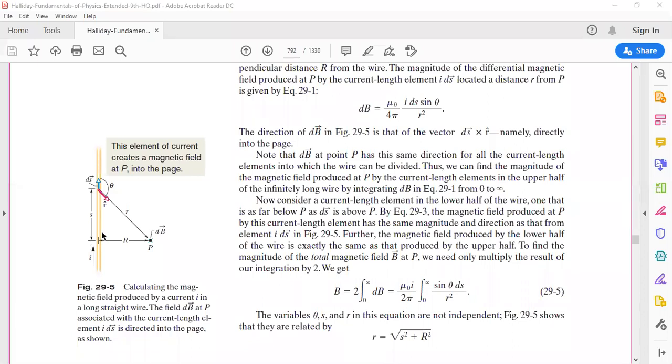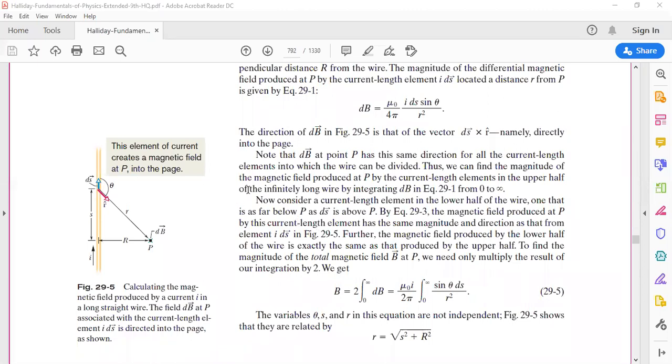So this is a straight wire given, and we have to find the magnetic field due to the straight wire at point P at a distance capital R. So for our calculation, we consider the length element ds at some angle with the point P, as shown on the left of the screen in figure 29.5. So it is at some angle theta.